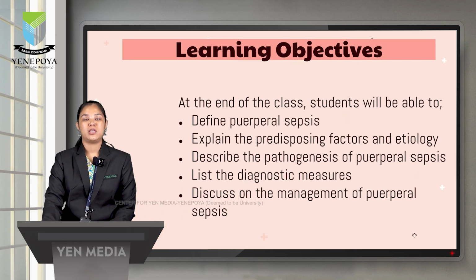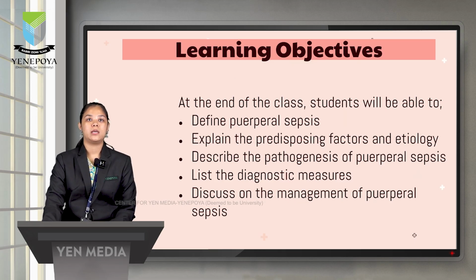Before moving on to the main topic, let us see the learning objective for today's class. At the end of the class, students will be able to define puerperal sepsis, explain the predisposing factors and etiology, describe the pathogenesis of puerperal sepsis, list the diagnostic measures, and discuss the management of puerperal sepsis.